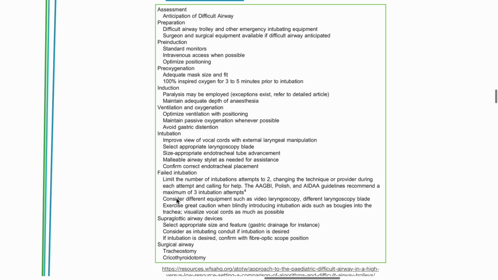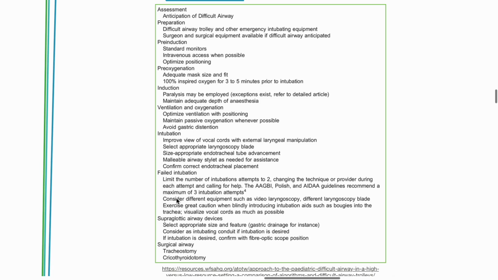Intubation, improve view of vocal cords with external laryngeal manipulation, select appropriate laryngoscopy blade, size appropriate ETT advancement, malleable airway stylet as needed for assistance, avoid trauma from airway stylet, confirm correct endotracheal placement. Failed intubation, limit the number of intubation attempts to 2, changing the technique or provider during each attempt, and calling for help.